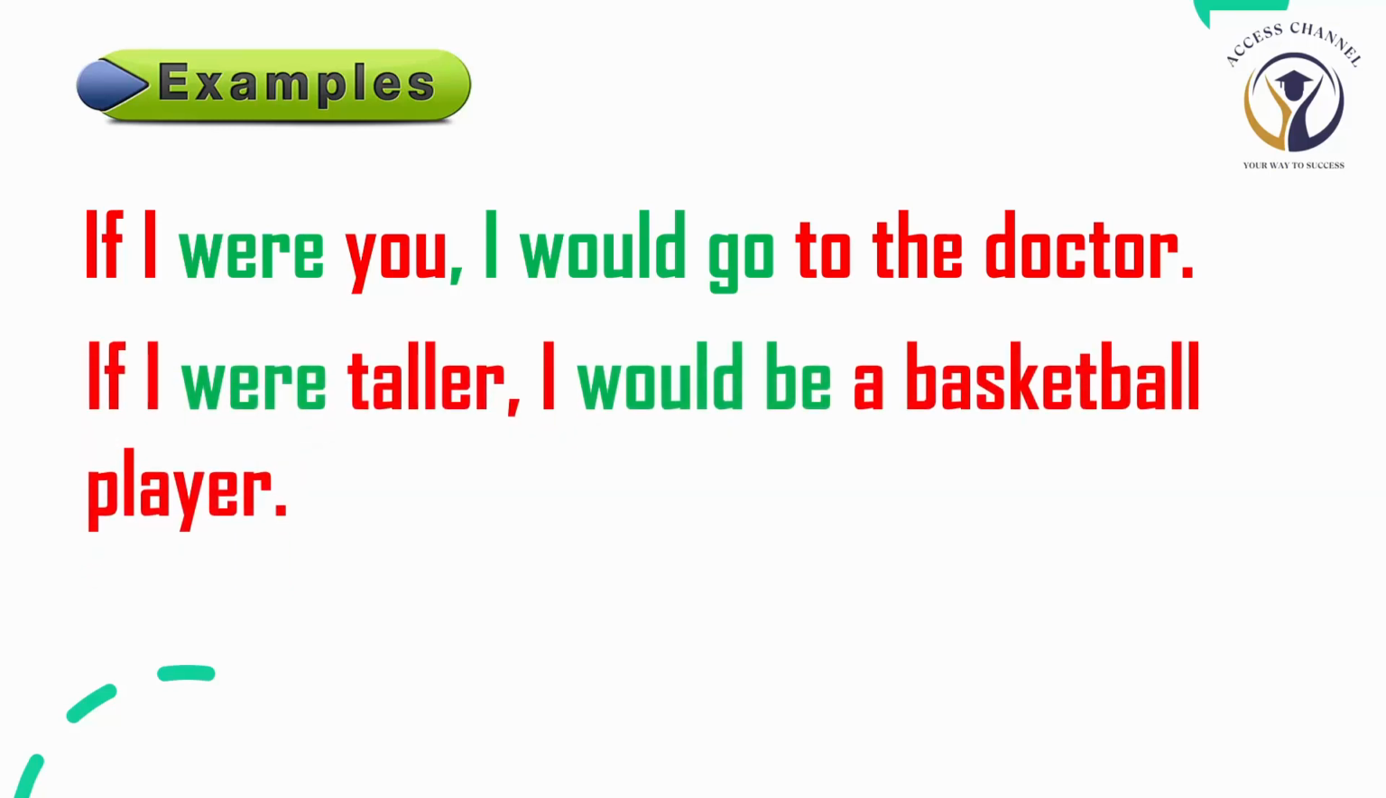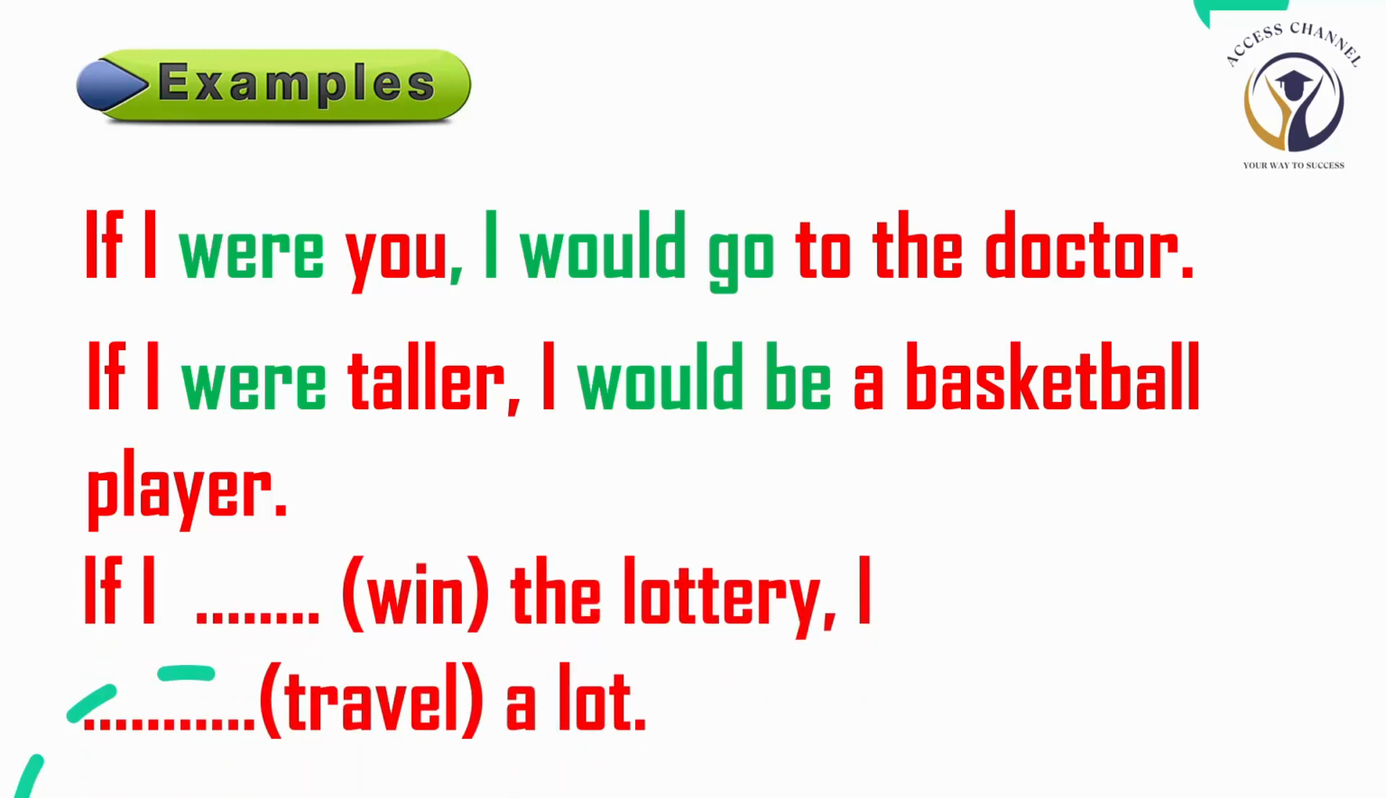Or another example: if I were taller, I would be a basketball player. If I were taller, in the past simple, I would be a basketball player. Here, I'm not taller. Actually, I'm not taller than this. And also, I'm not a basketball player. So it's an unreal situation in the present, or now, or in the future. Okay, so far so good.